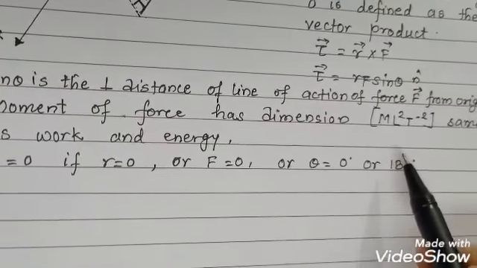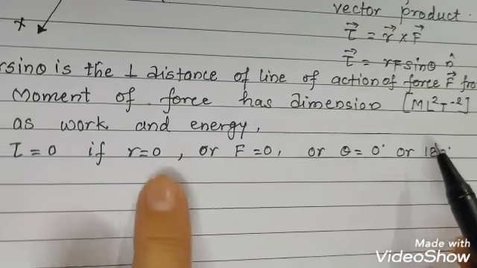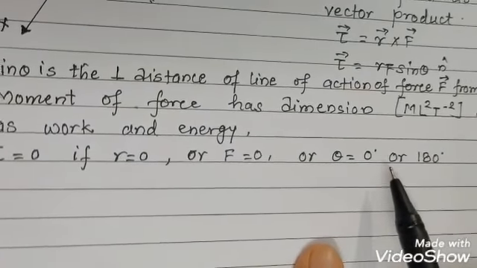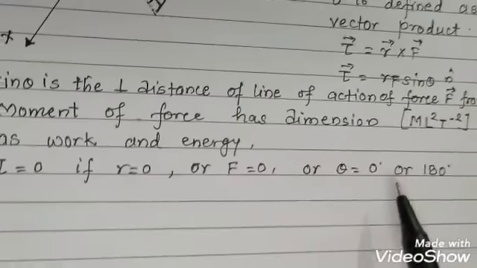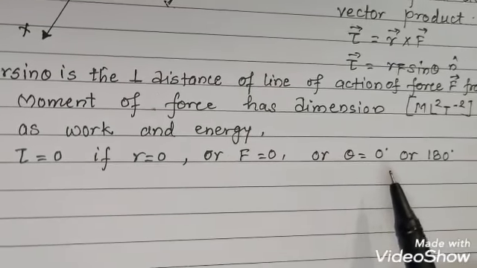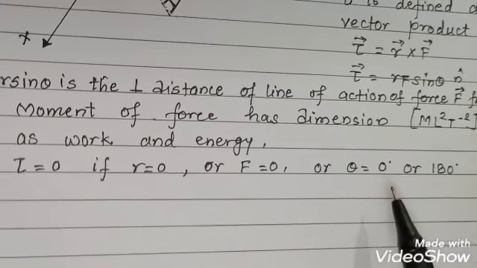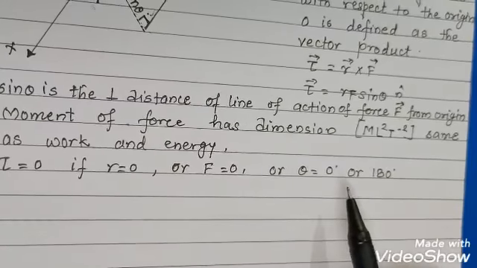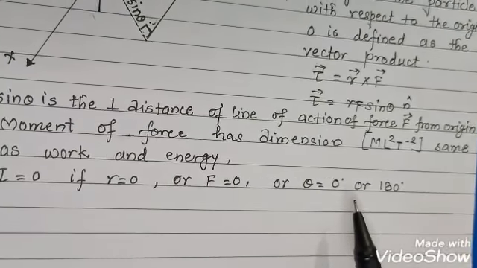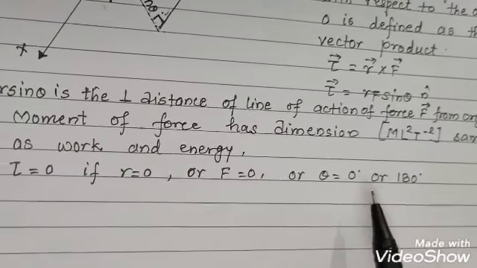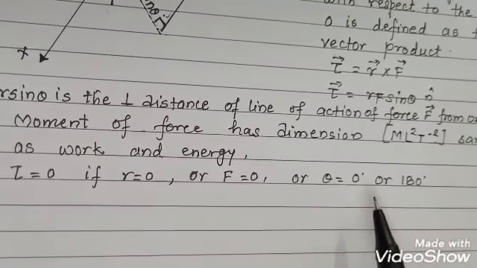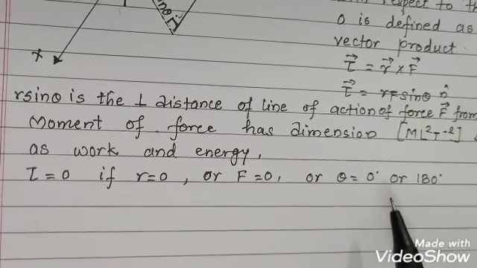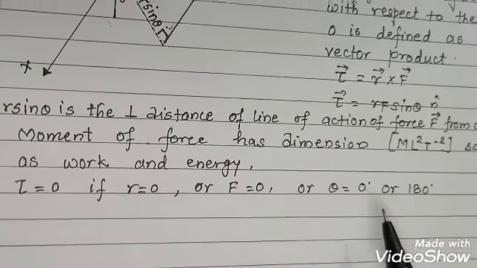Now you will see that in this situation, if r is equal to 0 or F equal to 0, or if theta is 0 or 180 degrees, the moment of force vanishes if either the magnitude of the force is 0 or if the line of action of the force passes through the origin. One may note that since r cross F is a vector product, properties of the vector product of two vectors apply to it, and if the direction of F is reversed, the direction of the moment of force is also reversed, and if the directions of both r and F are reversed, the direction of the moment of force remains the same.